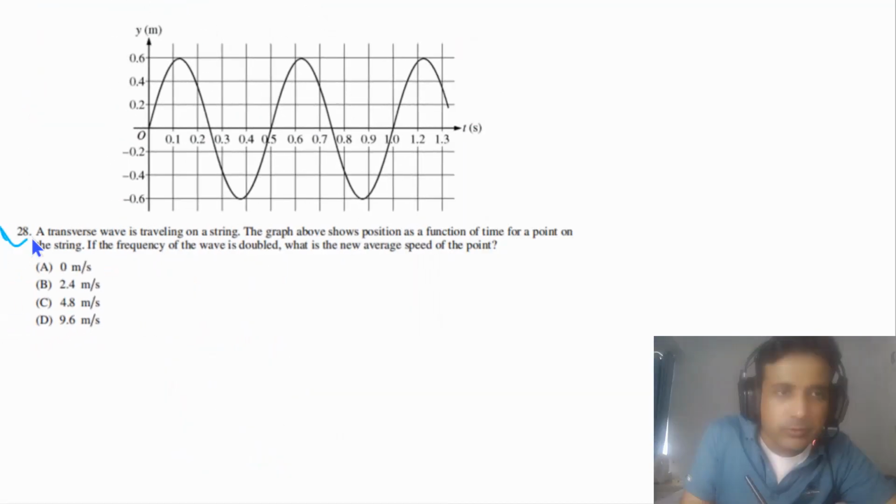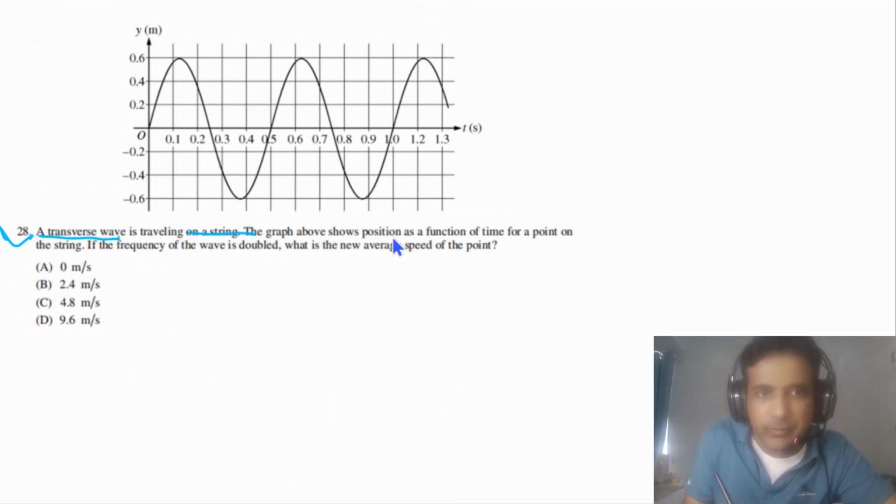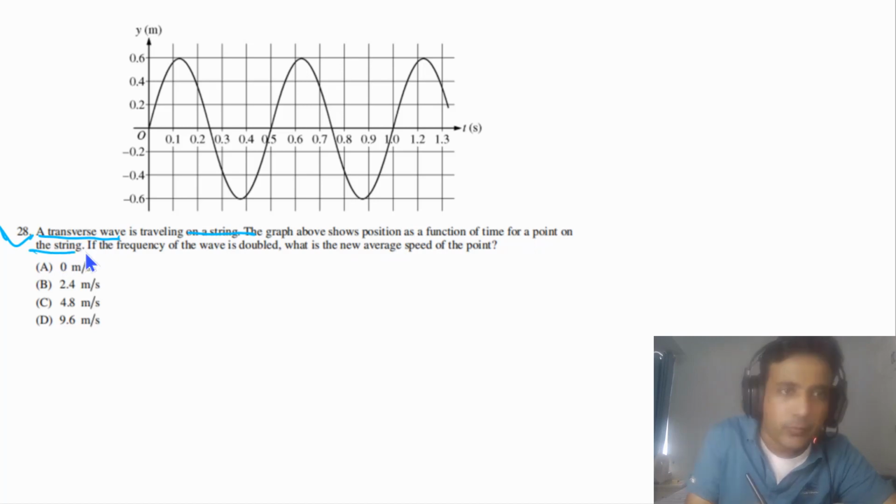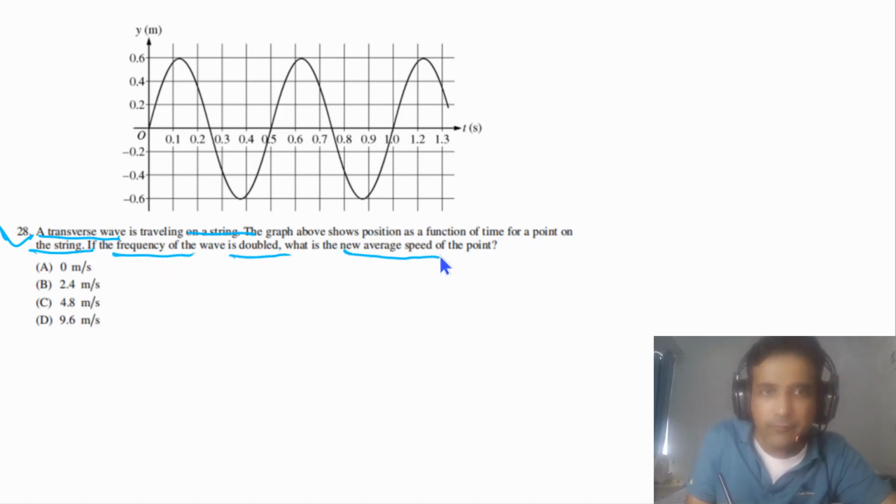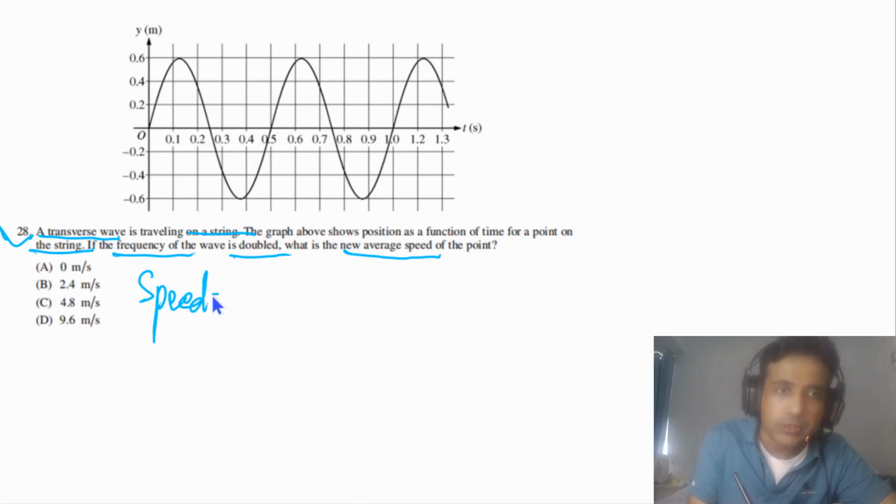Question 28 says a transverse wave is traveling on a string. The graph above shows position as a function of time for a point on the string. If the frequency of the wave is doubled, what is the new average speed of the point? In this case we are talking about speed. So simply we can say speed is equal to distance traveled by the point in a certain period of time, meaning distance divided by time.